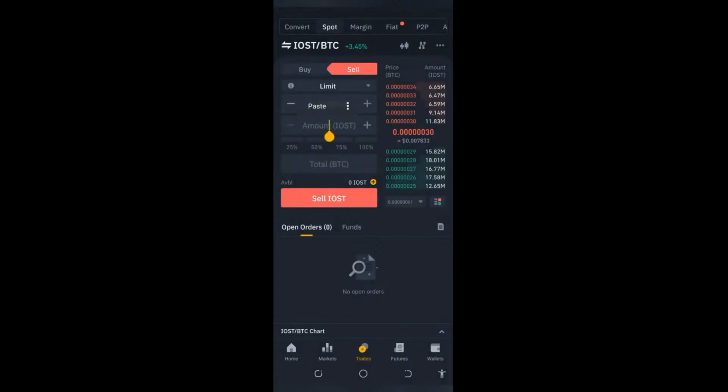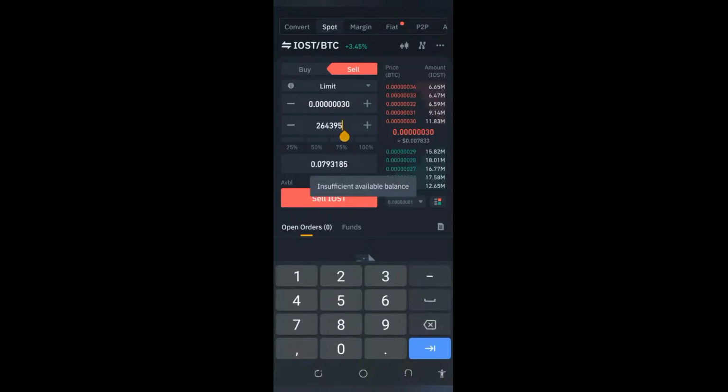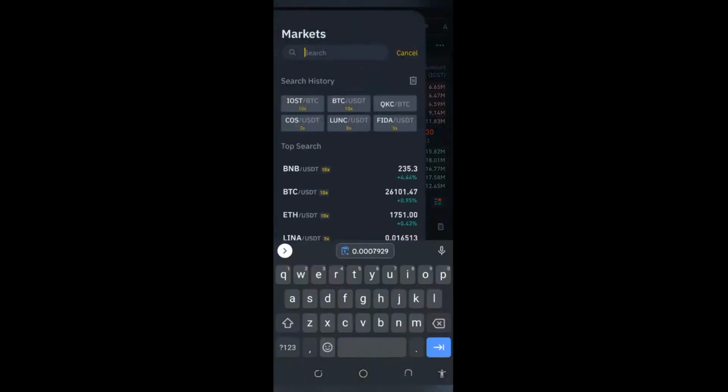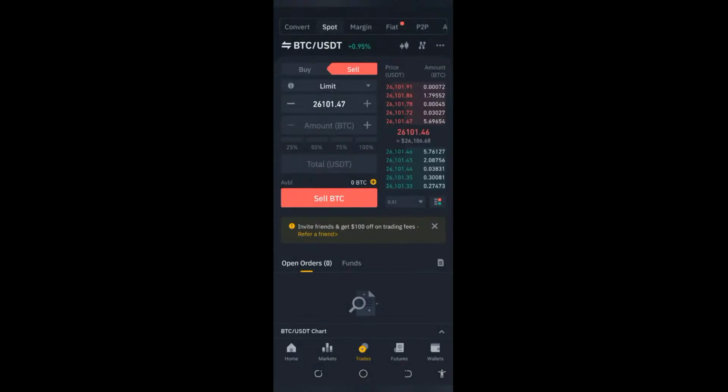So now let's paste that in here. Now you can see what I'm talking about. So you have to delete the last 3 digits, which was after the decimal point. So we were able to get 0.007929. Looks like that's good. So let's cut that and quickly go and see how we're going to sell this to BTC. Sell this to USDT.